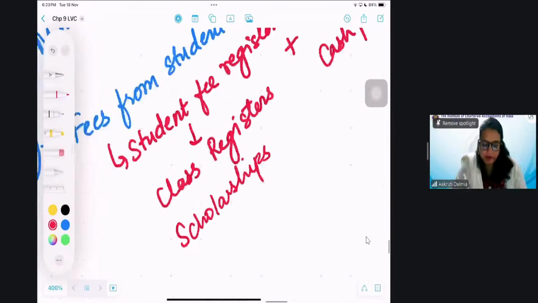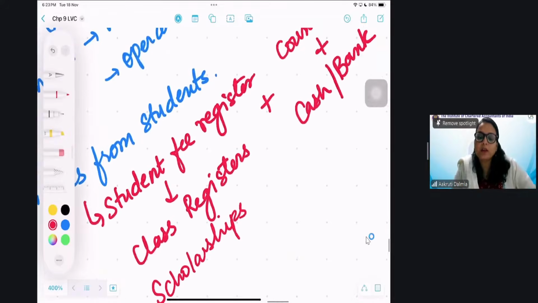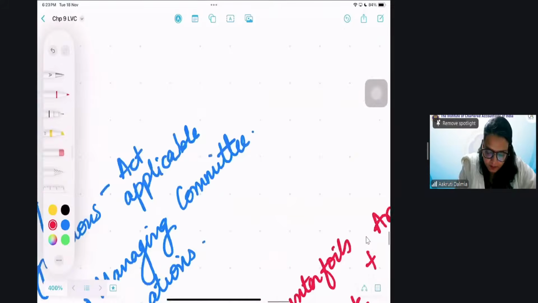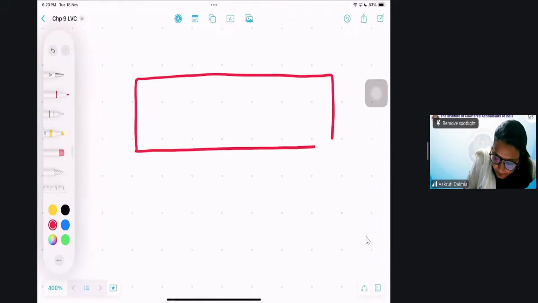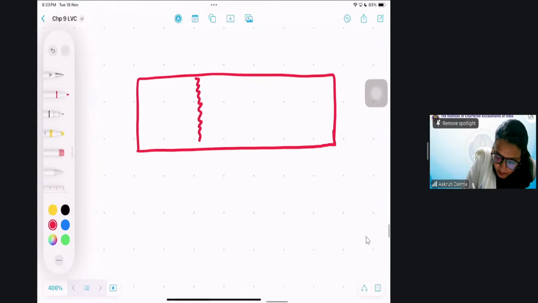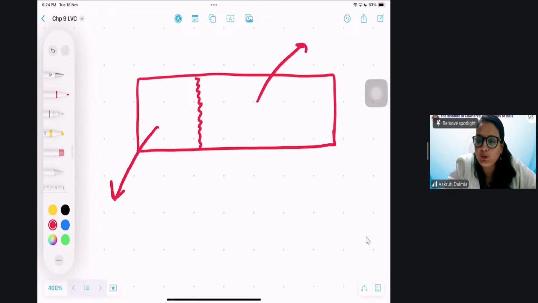Then what other things we receive from students? What is counterfoil? So counterfoil simply means, have you ever deposited any cheque or cash in bank? It's like a big slip. There will be a margin here. One they will keep, one I will keep. So they will have a proof that they have deposited fees, and I will have a proof that they have deposited fees. Yes, in demand draft also you get it. That is called a counterfoil.